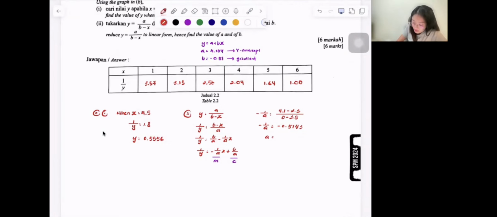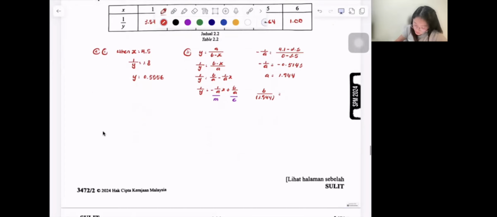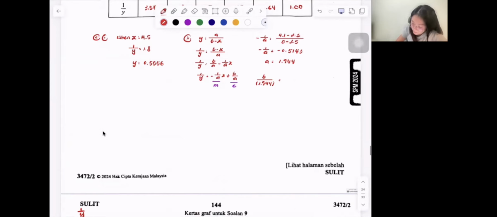Then A will be negative 1 over negative 0.5143. My A is 1.944. Then B over A is your y-intercept. A just now we got 1.944. The y-intercept is 4.1, so B is 4.1 times 1.944, which is 7.970.